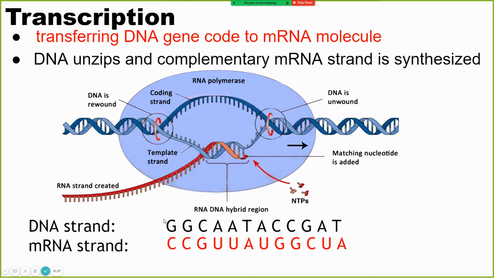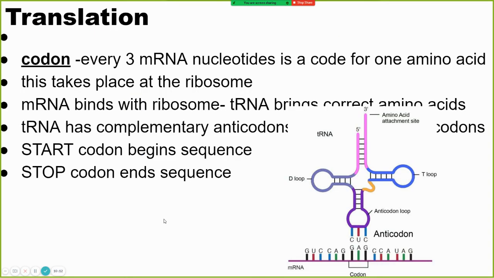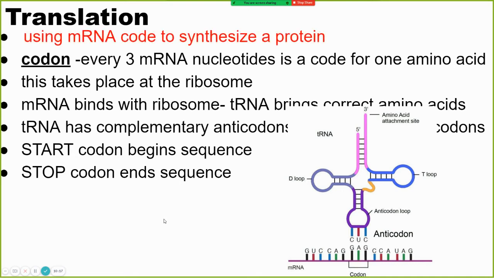So this is transcription. The instructions about how to build insulin are here in the DNA. They're copied. The instructions are now on this messenger RNA molecule, which can go out of the nucleus, out to the ribosome, in order to start building a protein. That process of taking the recipe, the instructions, and using it to build a protein is called translation. It's using the coded messenger RNA to actually build the protein.